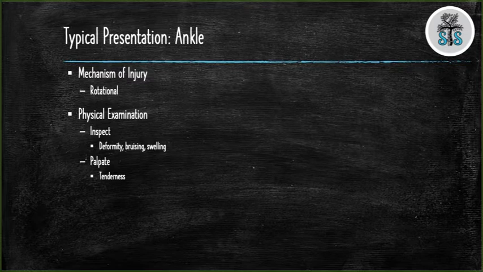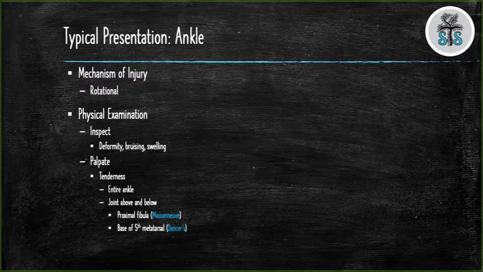You will palpate the entire ankle, and like all fractures in orthopedics, you will palpate the joint above and the joint below. In this case, you'll need to palpate the proximal fibula looking for a Maisonneuve type fracture. You will need to specifically palpate the base of the fifth metatarsal looking for a dancer's fracture. Range of motion will be evaluated if the patient can tolerate, but if there is a fracture, the patient likely will be unable to move the ankle much.